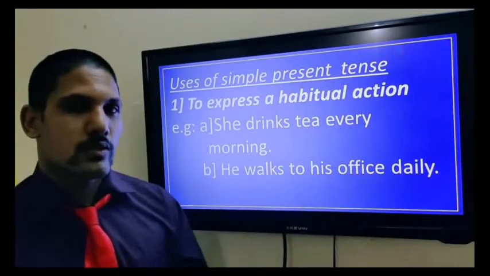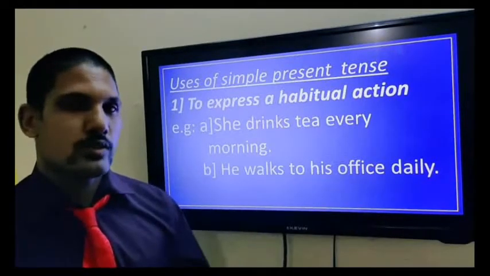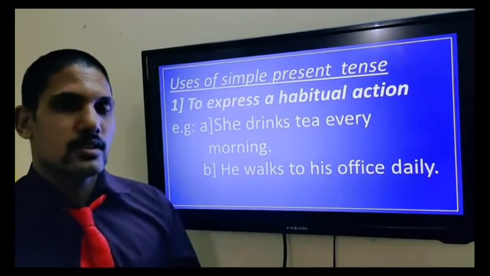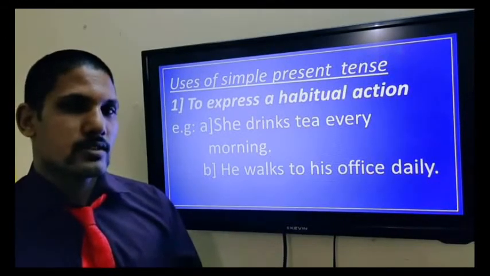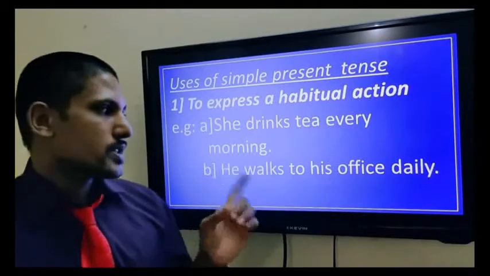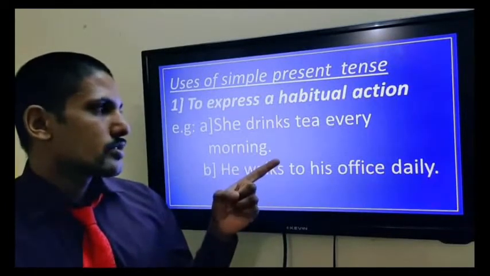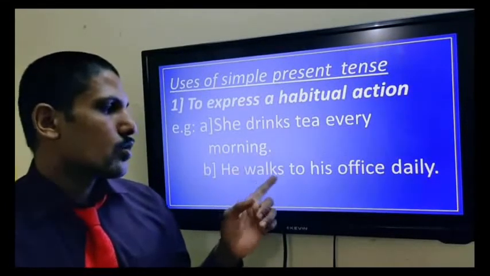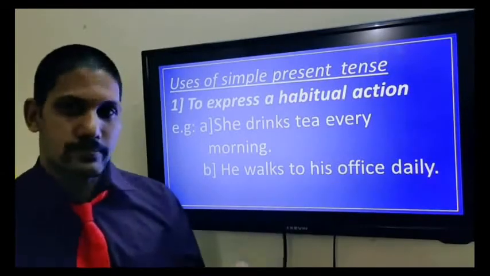Those who are working in an office, they go to their office daily. Those are our habitual actions. So that we express in simple present tense. She drinks tea every morning. He walks to his office daily.